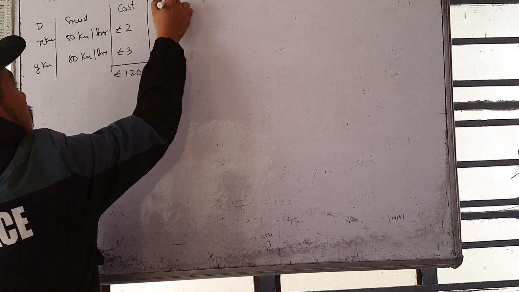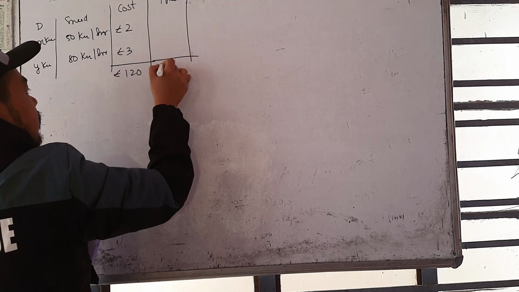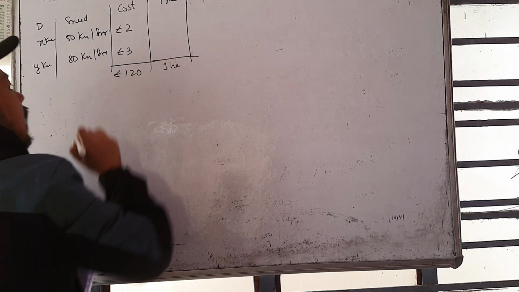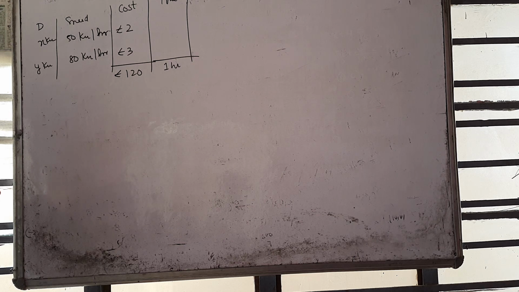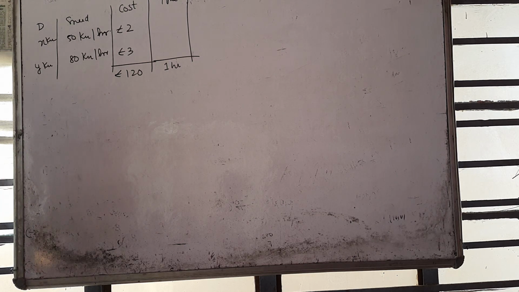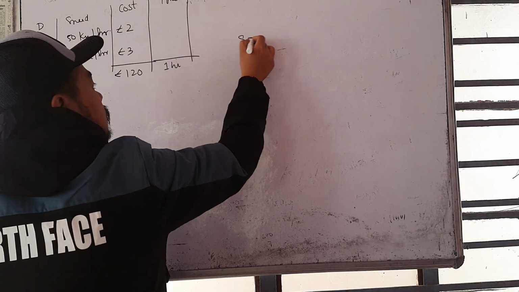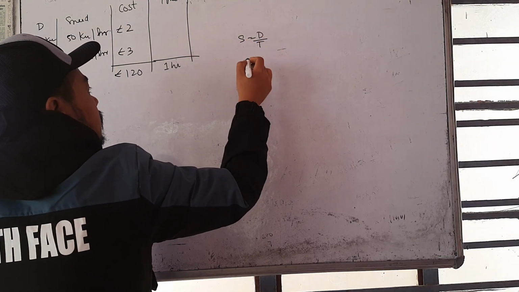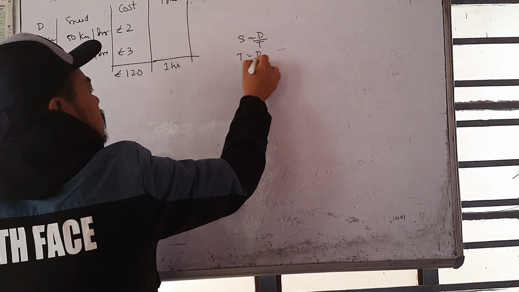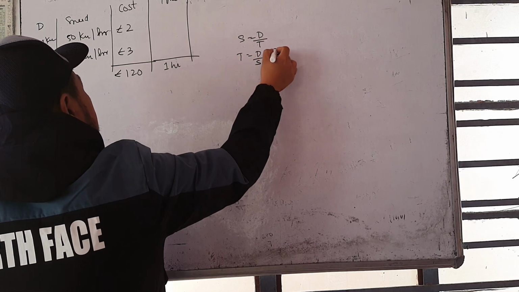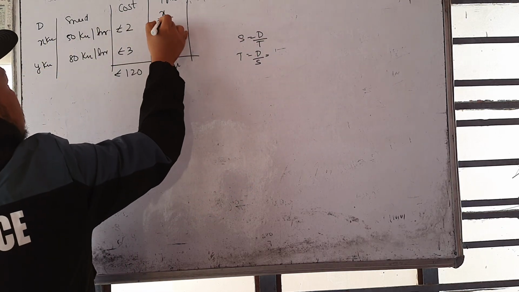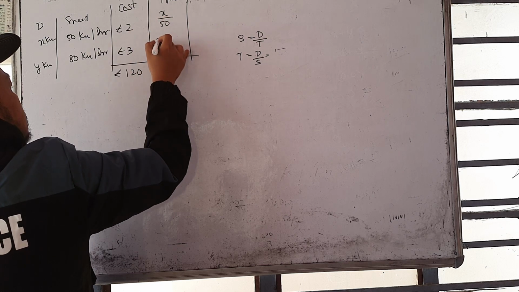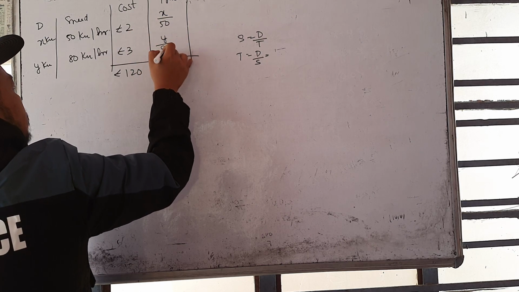Next up, time. How long does he have, everyone? 1 hour. But the time is not given to us. Speed and distance are given, so we are going to find the time. That's why this is very, very important. Can you tell me what's the relation, guys? Speed equals distance upon time. So time equals distance upon speed. What's the distance? X. What is the speed? 50. What about the distance? Y. What about the speed? 80.